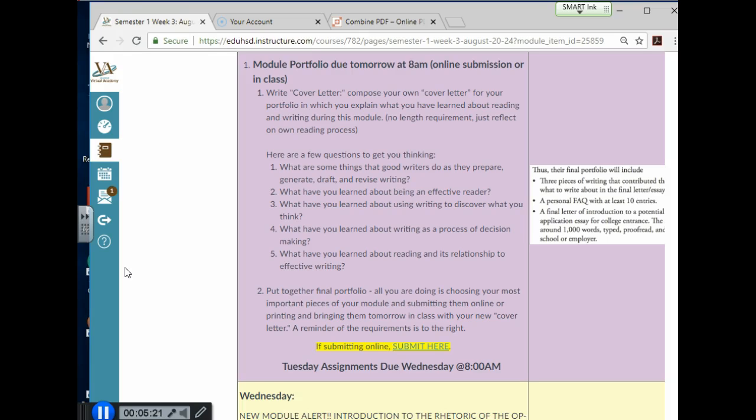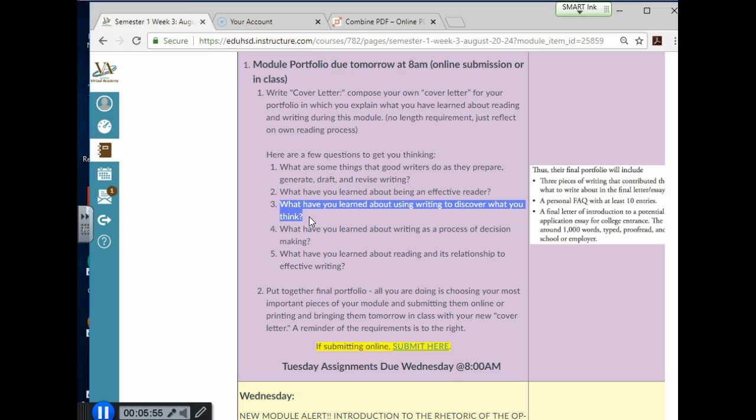Okay. Basically, I put cover letter in quotes for a reason. There's no format here. I just want you to reflect on your reading and writing processes, okay? So what you found difficult about this module, what you found easy. What have you learned about using writing to discover what you think? Remember that one exercise we did where I had you stop and think and write down your responses? Was that helpful? Combining reading with the writing to read a story or an article? Let me know, okay?